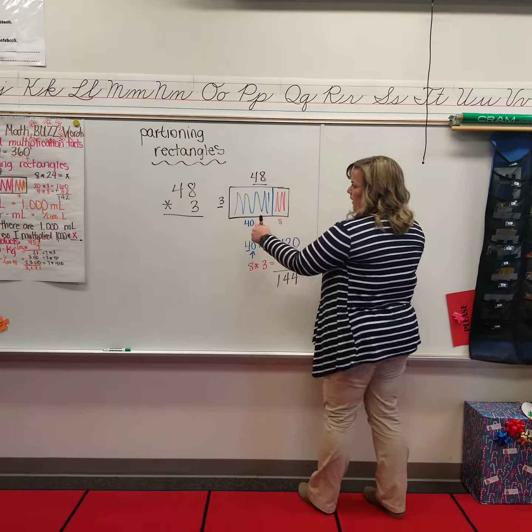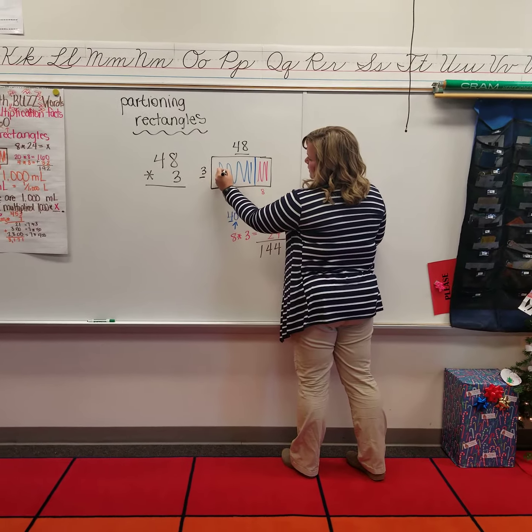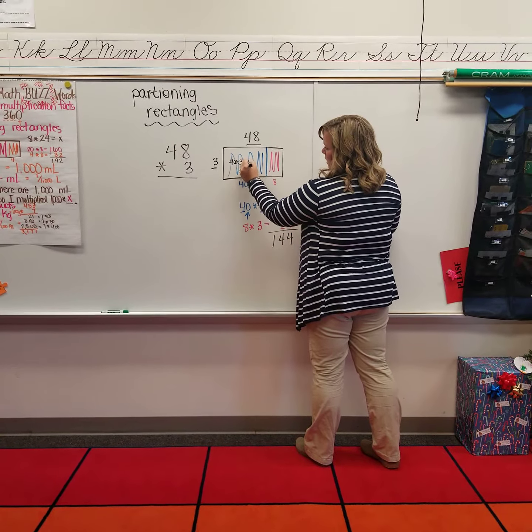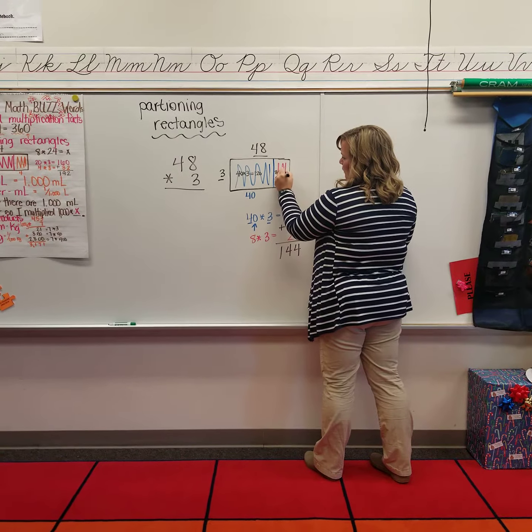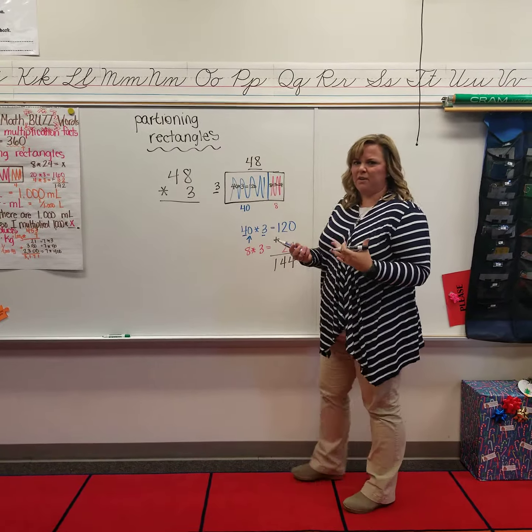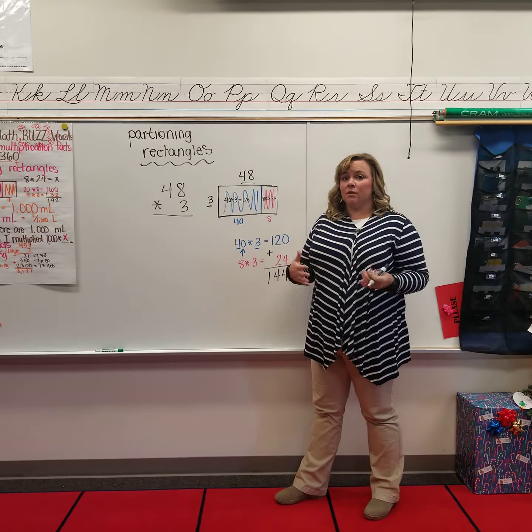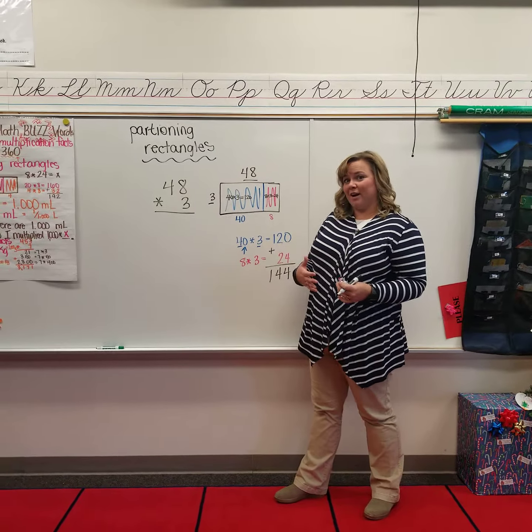Some kiddos like to write it in here, and they might write 40 times 3 equals 120 in here, and they might write the 8 times 3 equals 24 in here. That's totally fine too. Again, this is just another multiplication strategy for us to use.